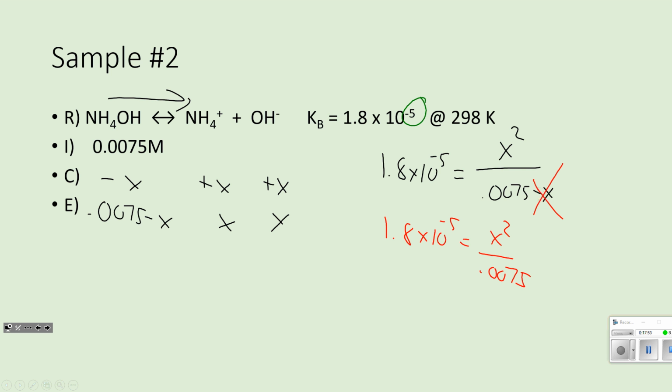Now we can multiply both sides by 0.0075. Now we can take the square root of both sides as well. And what we'd get for an x value for this one is 3.67 times 10 to the negative 4th, or 3.7 if I did 2 sig digs, which is probably what I should have done. Once again, once you get your x value, you can plug it back into your ICE table. But if you think about it, 0.0075 minus that value there is going to make it 0.0072-ish. So it's not going to be much of a change at all.